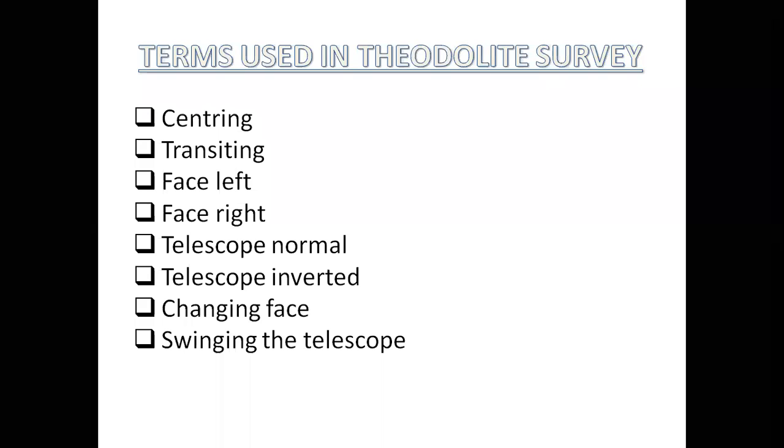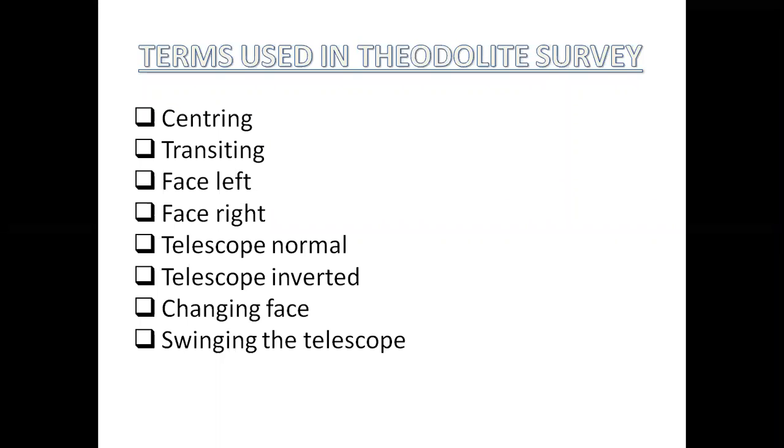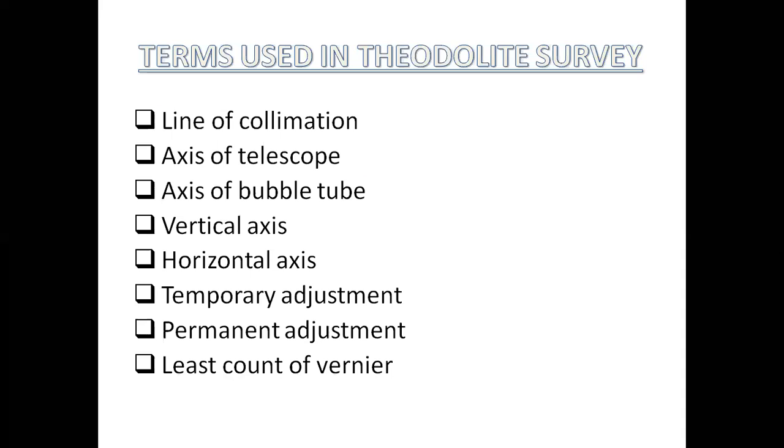Centering of the theodolite instrument, or transiting of the instrument. What is meant by face left? What is meant by face right? What is meant by telescope normal? What is meant by telescope inverted? Or changing the face of the instrument. What is meant by swinging of the telescope? We will discuss all these things. Then, what is meant by line of collimation, axis of telescope, axis of bubble tube, and vertical axis and horizontal axis.